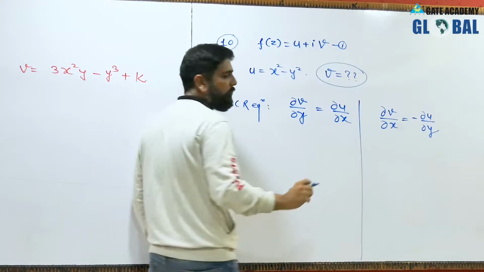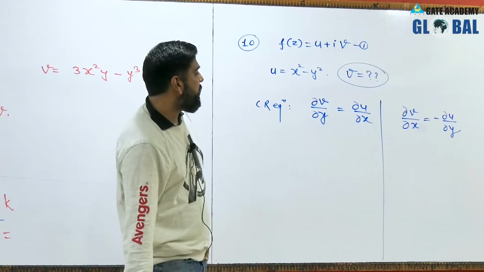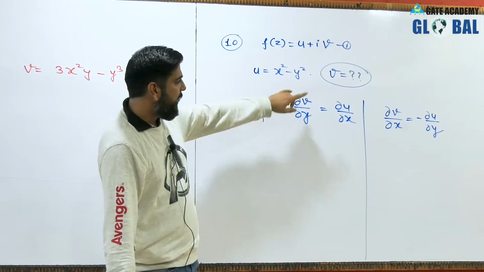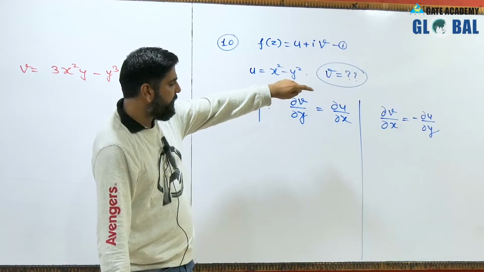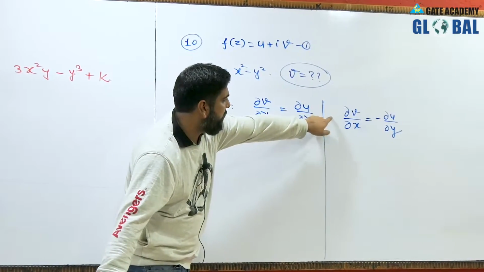So what are the CR equations? Do not get confused, right? Del u by del x is equal to del v by del y, fine, and del u by del y is equal to minus of del v by del x. So here you can see this value, okay.